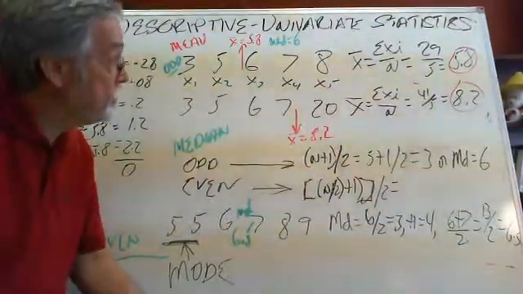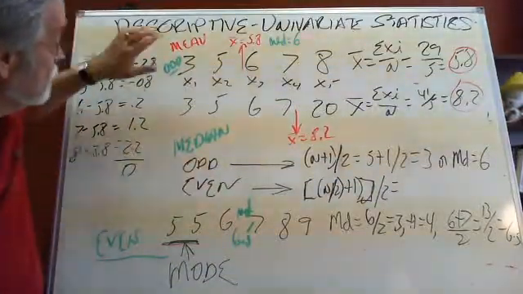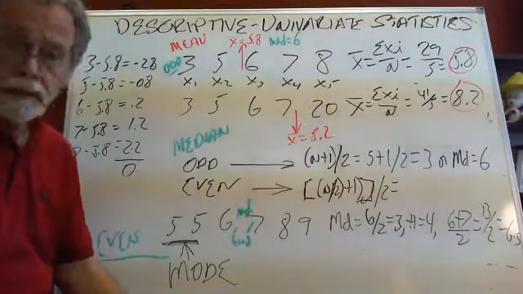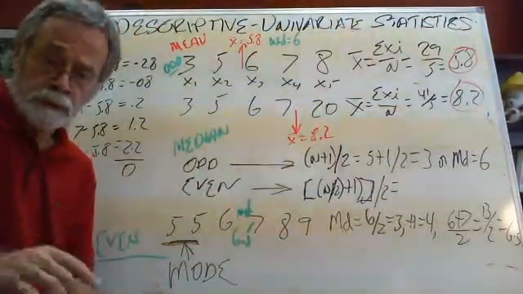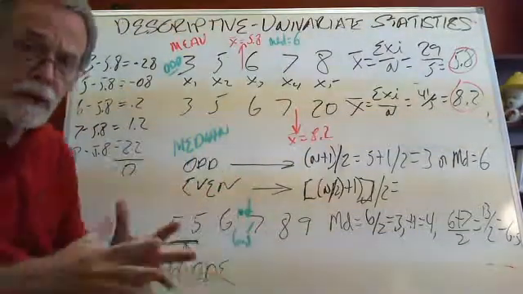We have three measures of central tendency that are important to us: the mean, the median, and the mode, and we'll take them one at a time. But let me step back for a moment and talk about what we're going to do next week, and that's Chapter 4.